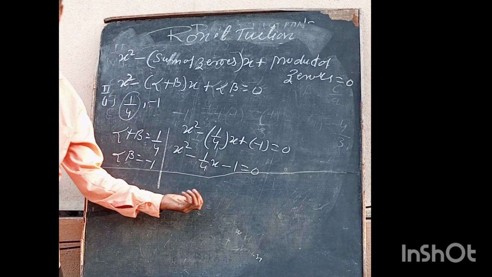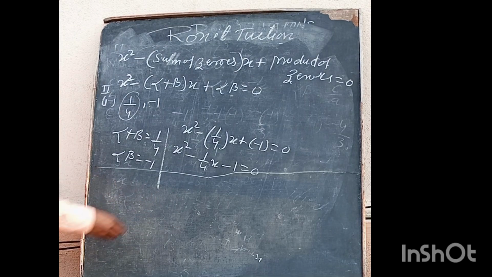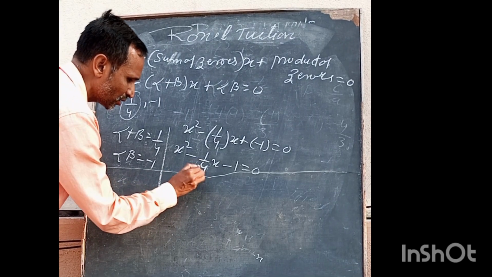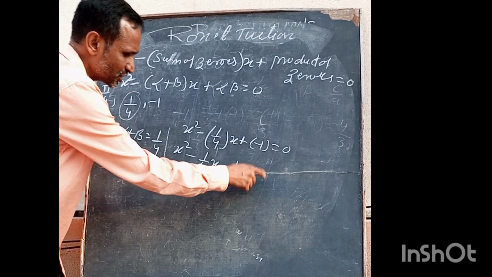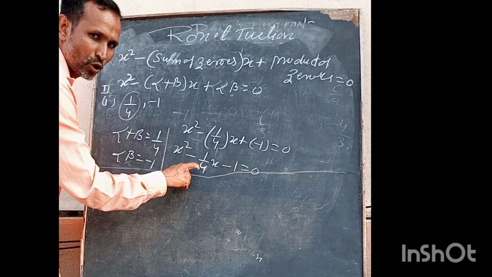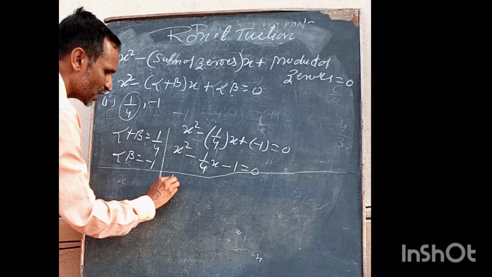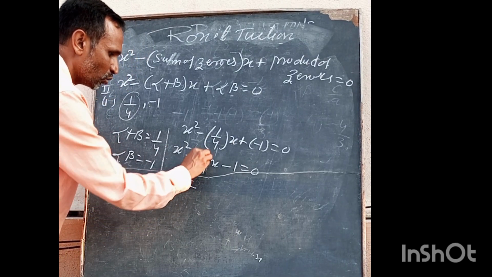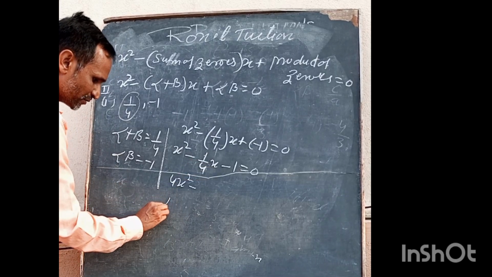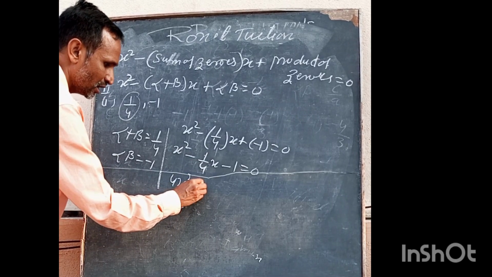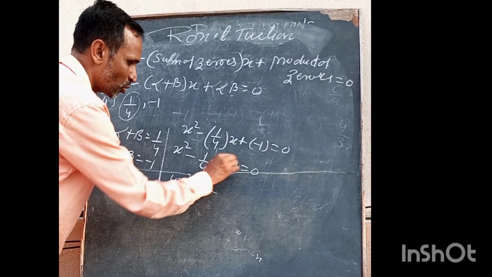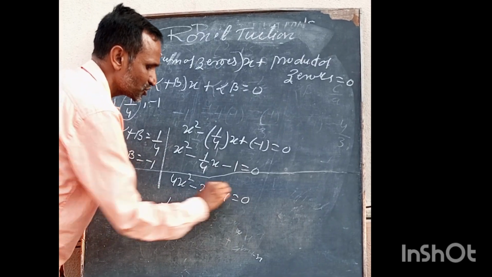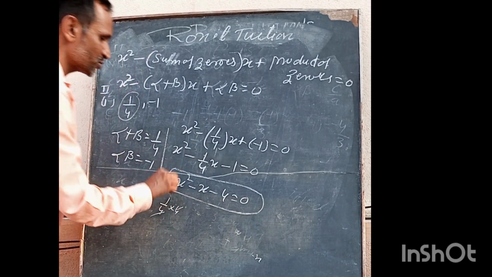Otherwise, when a denominator comes, we have to multiply by the same number. So multiply it by the denominator on all sides. Multiply this equation by 4 because the denominator is 4. So 4 into x squared, 4x squared minus 1 by 4 into 4, the 4 cancels, 1 we are not writing x, minus 4 into 1, 4, is equal to what? 0. This is the quadratic equation that is formed.